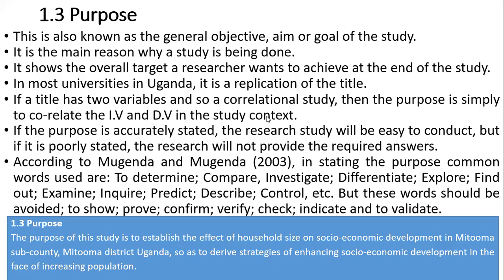And that will be the major conclusion the researcher would wish to come up with at the end of the study. Of course, there will be other explanations of how the IV explains the DV, but those will come later. The one major question you have to ask is, does household size significantly explain the socio-economic development of those households?